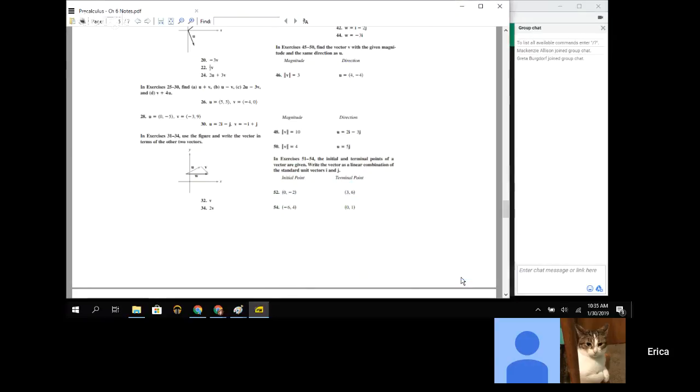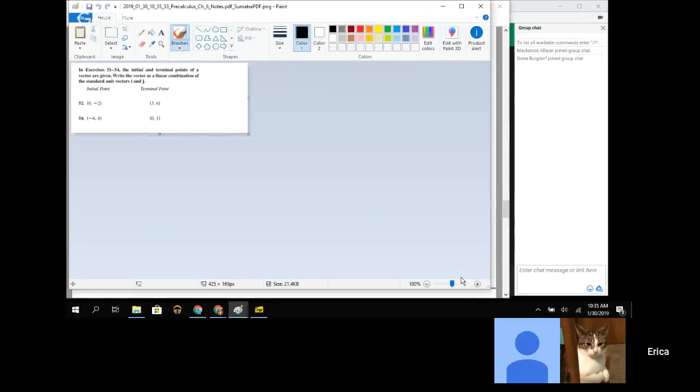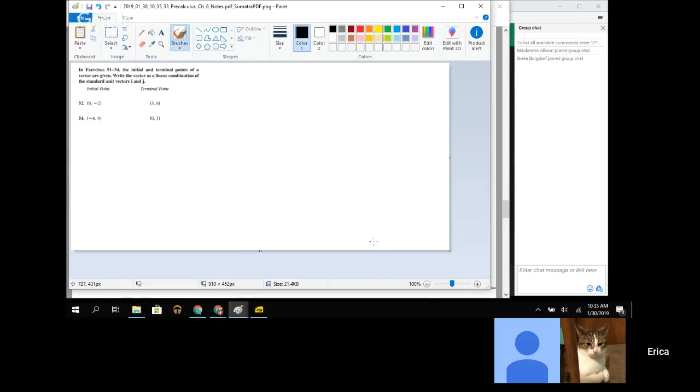Okay, last little bit of this section: the initial and terminal points of vectors are given. Write the vector as a linear combination of the standard unit vectors i and j. Okay, so I'm going to give you the visual of this first, and then we're going to do it algebraically. I'm going to do it 2 ways. Okay, so number 52. Okay, here we go.